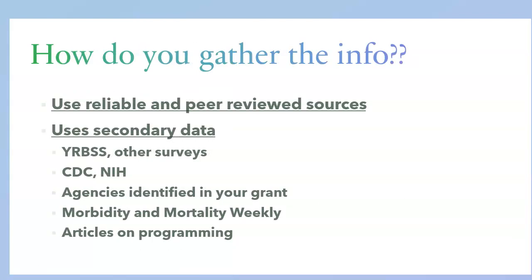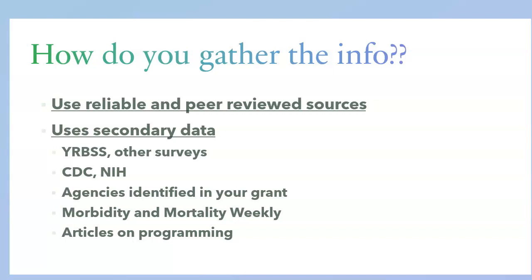So you're going to use reliable peer-reviewed sources and then secondary data that are from our class webpage or from other sources. The YRBSS is the Youth Risk Behavior Survey, and that and other surveys, depending on your grant, could help you find data. The Centers for Disease Control, the National Institutes of Health. If there are agencies identified in your grant, then you can use those agencies as a good source.